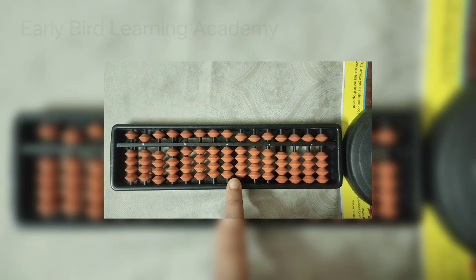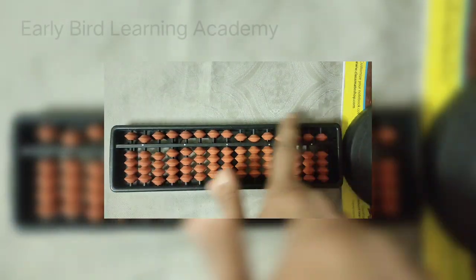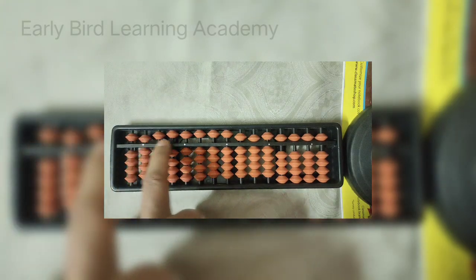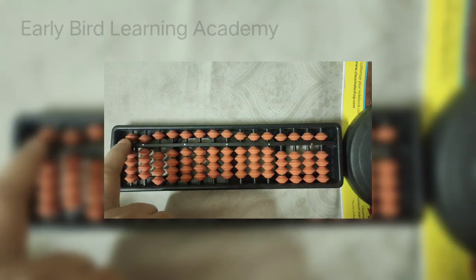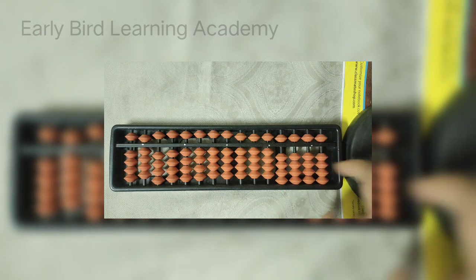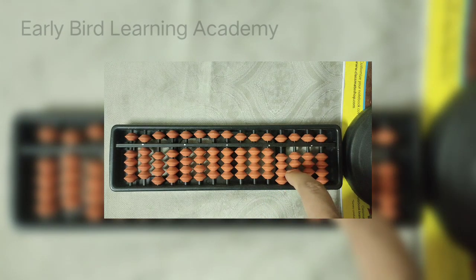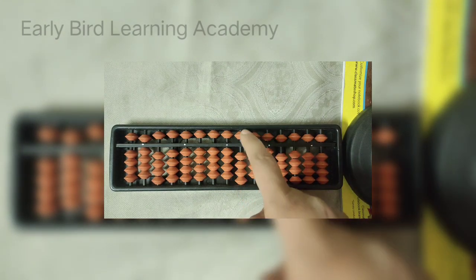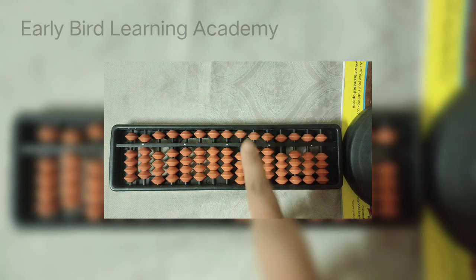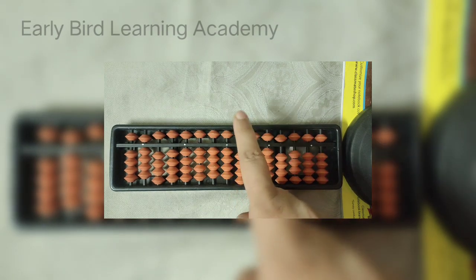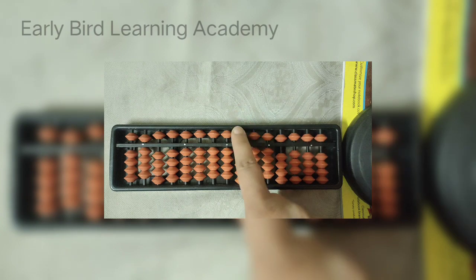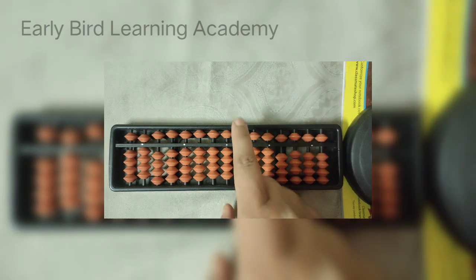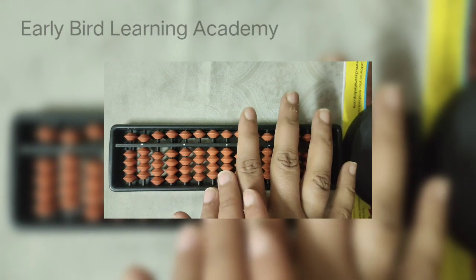Hello friends, today we are going to learn about the Abacus tool, the parts of the Abacus tool and how to operate the tool. Okay, so this is known as the outer frame, this is known as the middle bar, these are the rods where you can find the beads. This is the lower beads, this one is the upper beads. Okay, so how to hold your Abacus tool?